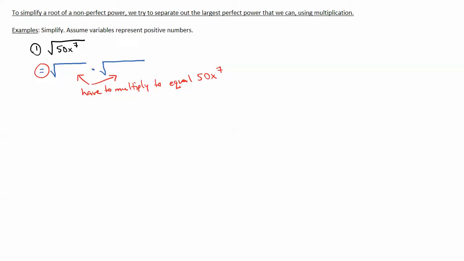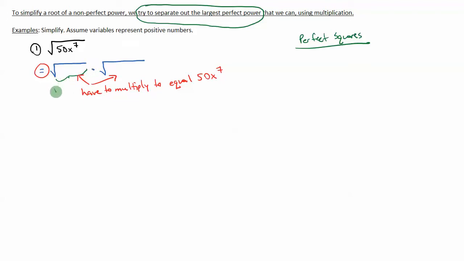All right, so how do we do that? What do we go about doing? Well, we try to separate the largest perfect power that we can. Okay, so what we're going to do is come over to the side here and make a list of our perfect squares, because I'm dealing with square roots. So I want to separate out the biggest perfect square, and it has to multiply by something else. So our goal is whatever goes into this first radical is going to be our perfect square piece.